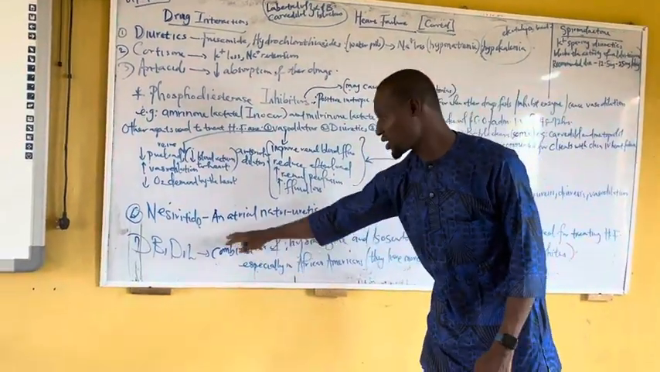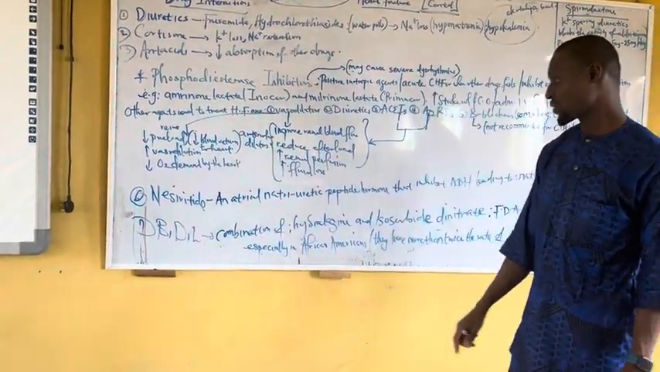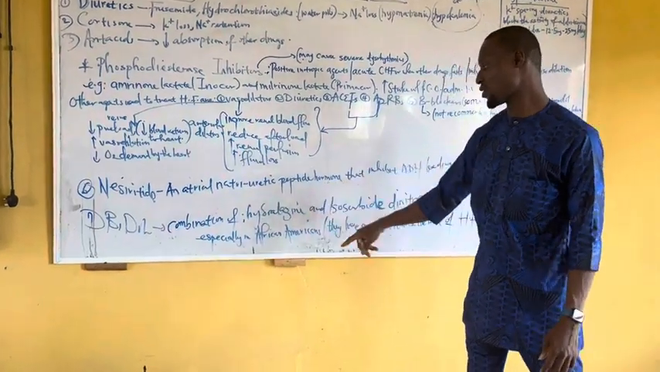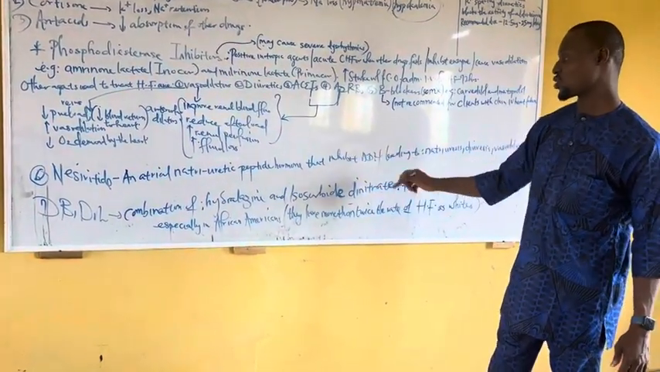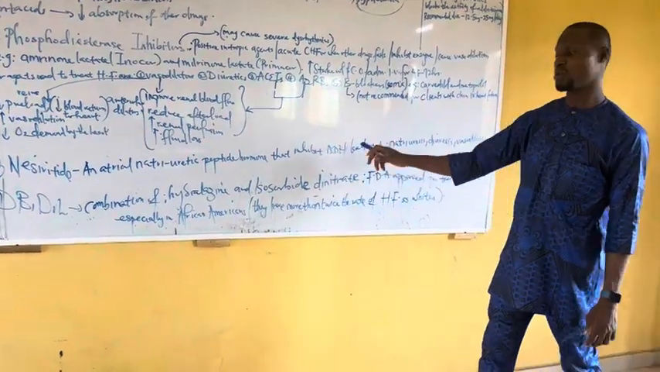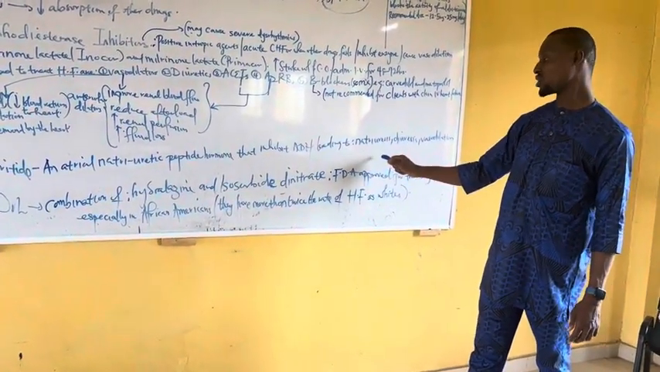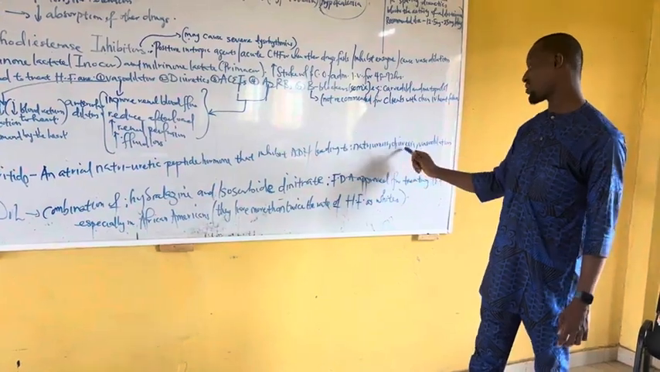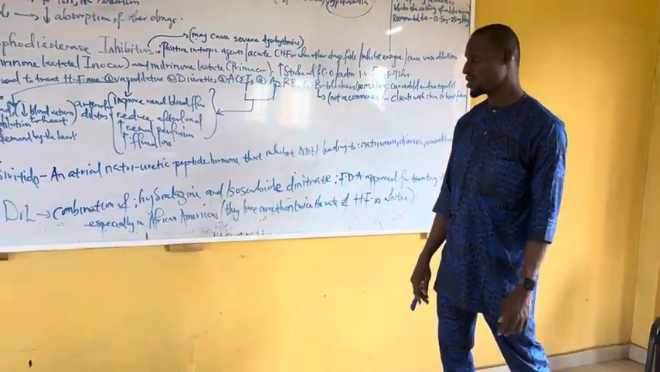We have this drug called nesiritide. Nesiritide, a recombinant natriuretic peptide hormone, inhibits ADH. So once you inhibit ADH, what this will lead to is natriuresis, diuresis, and also vasodilatation.